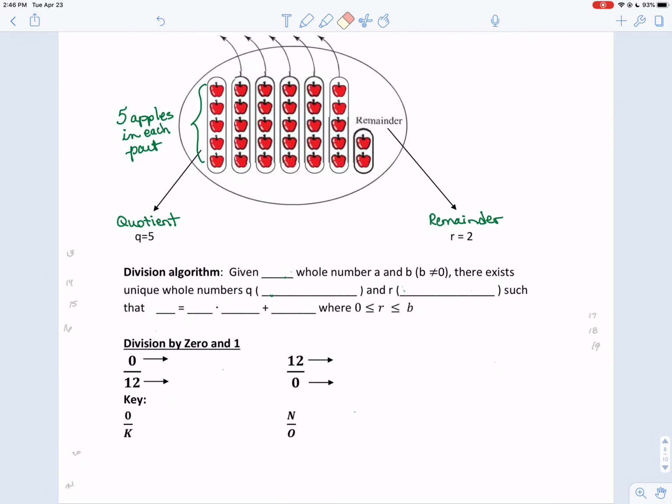The division algorithm says that given any whole numbers A and B, where B is not 0, because we're not going to divide by 0, there exists a unique whole number Q, the quotient, and the remainder R, such that A equals B times Q plus R, where R is in between 0 and B. That can be confusing, but let's look back at our apples up there. We had 32 apples, so we can write that as 32 is 6 times 5 plus 2, so that is our partition. There's our quotient, and there's our remainder.